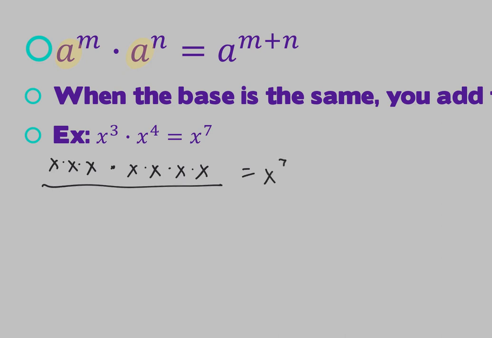So if you're ever second guessing yourself, am I supposed to add the exponents? Am I supposed to multiply the exponents? Do I change the base? You can always expand it. Obviously, if it was something like to the 12th power, you wouldn't want to, but you certainly can to double check yourself.